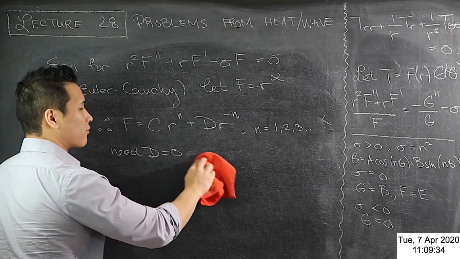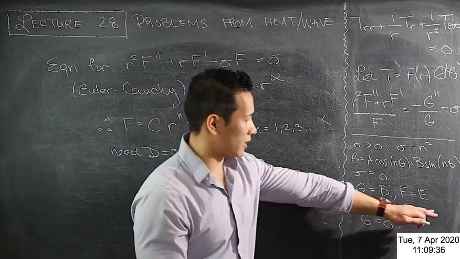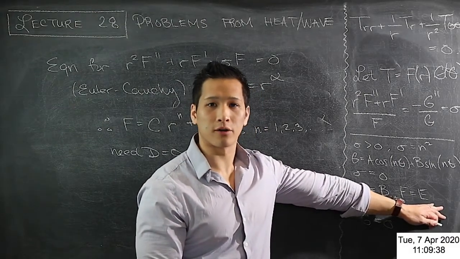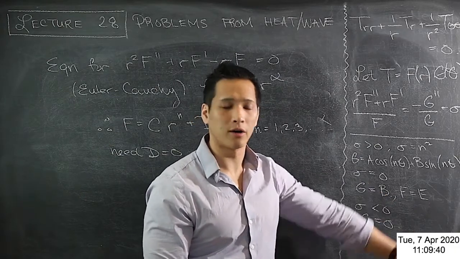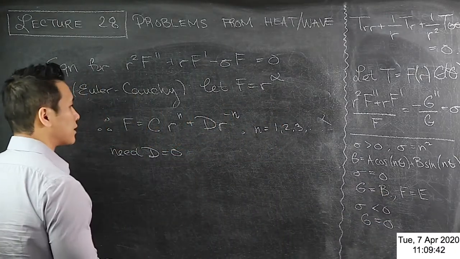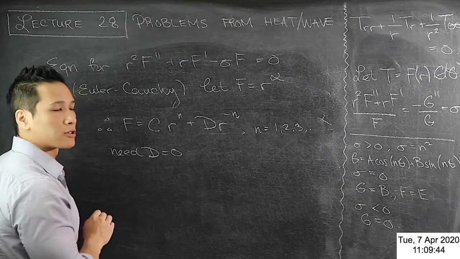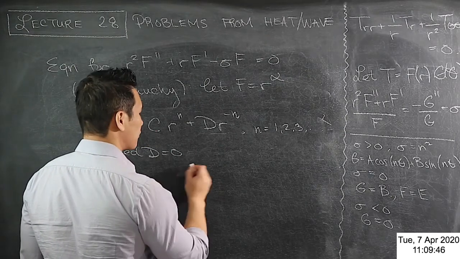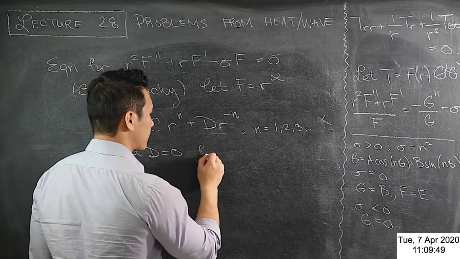Just in the same argument of, you remember this one had an e plus log r, and you need the coefficient in front of the log r to be 0. In this case, you need the coefficient in front of the term that's about to blow up to be 0. So you need d is equal to 0 for boundedness.